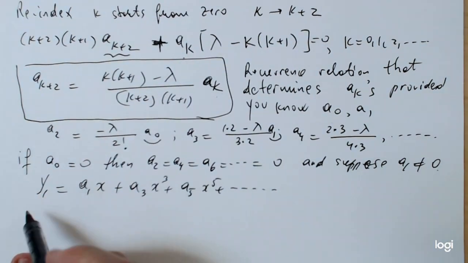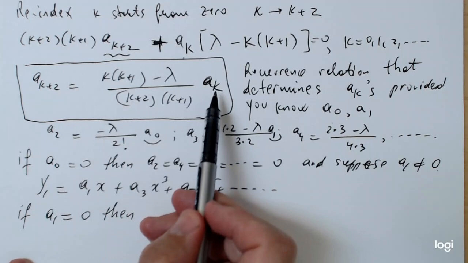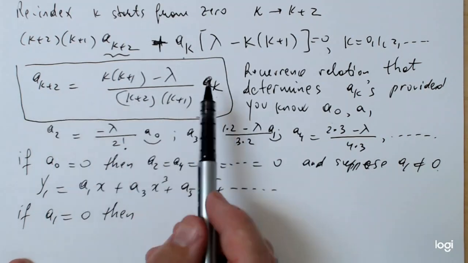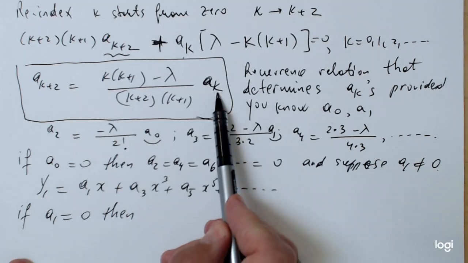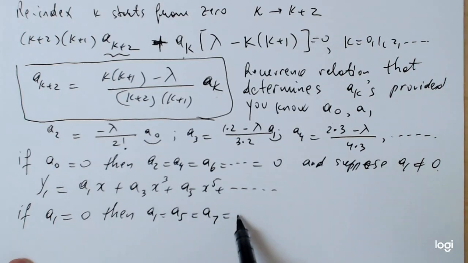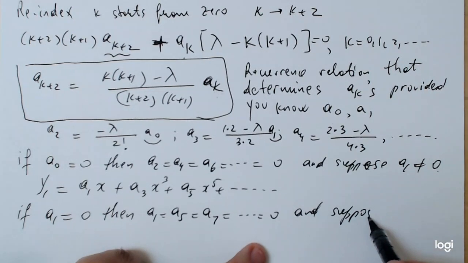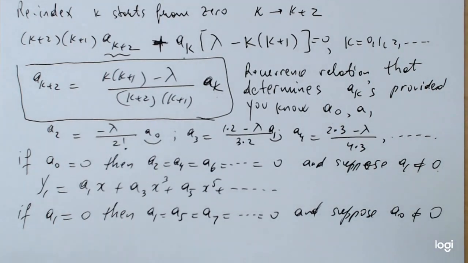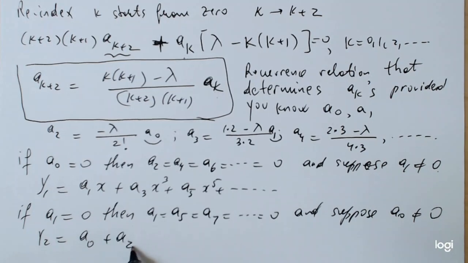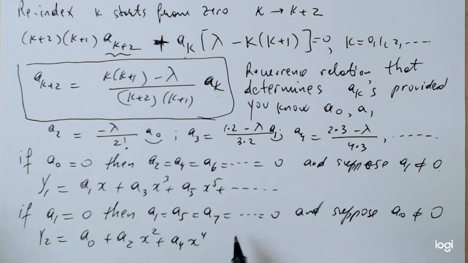On the other hand, let's say you start with A1 equals 0, then by the same reason, the odd indexes will be 0. So if A1 is 0, A3 will be 0. If A3 is 0, A5 will be 0, and so on. And then if we suppose that A0 is not equal to 0, then we find another solution in the form of the even powers, right? So you're going to have A0 plus A2x squared plus A4x to the power 4 and so on.